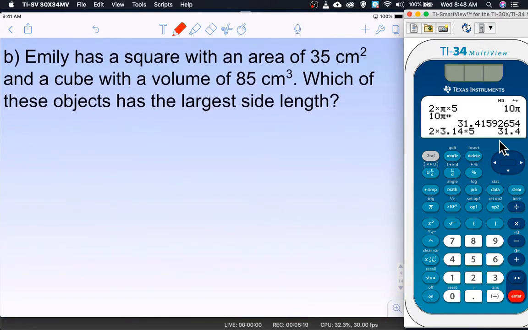Letter B. Emily has a square with an area of 35 centimeters squared. All right, square area is 35 centimeters squared. And a cube. All right, cube.